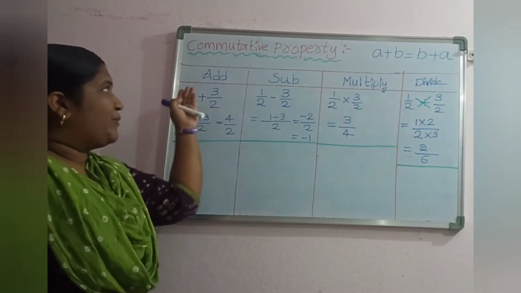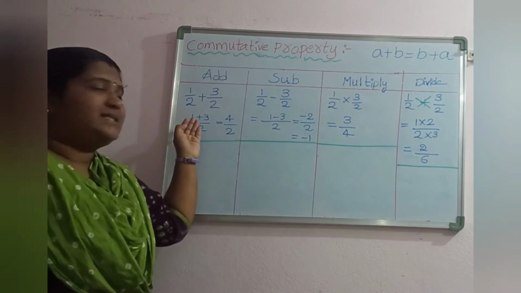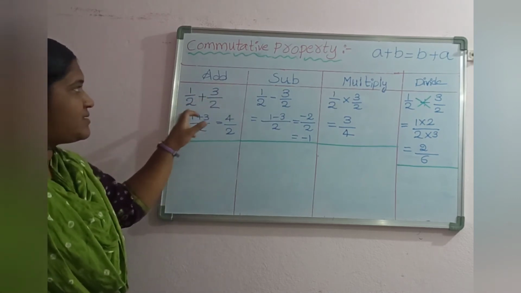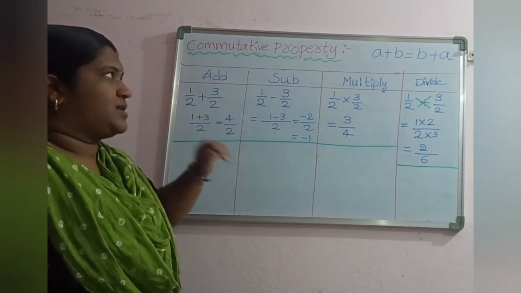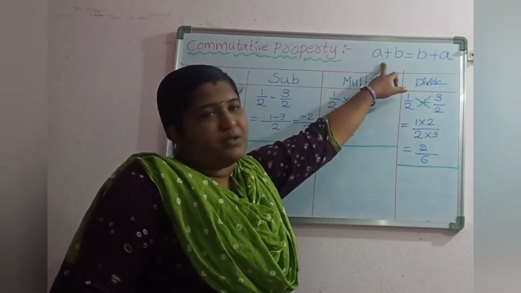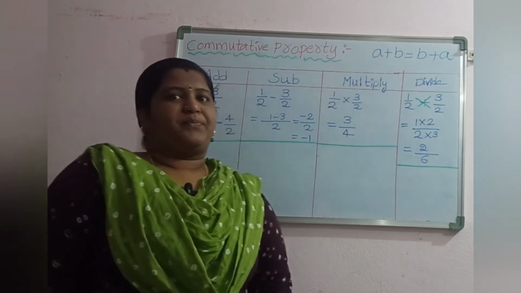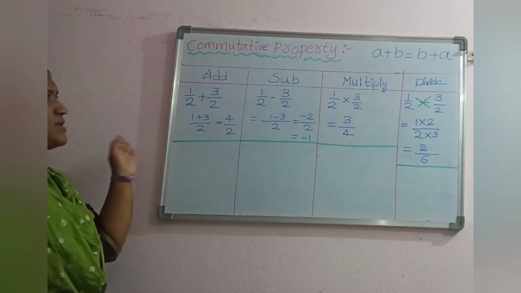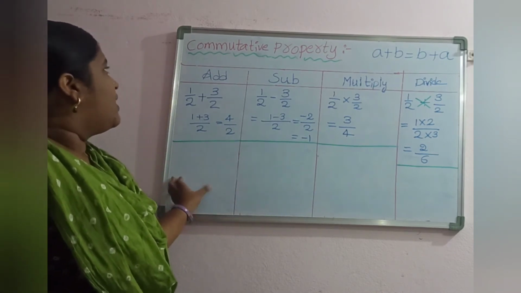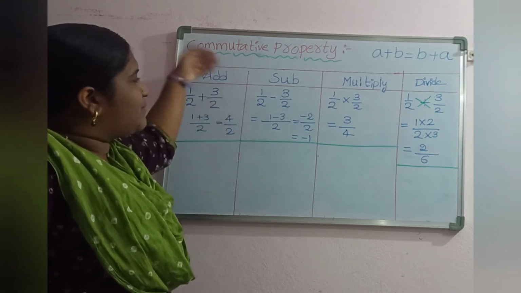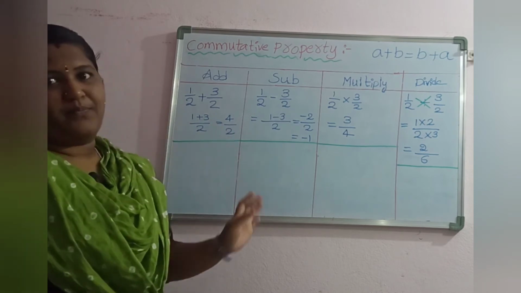Let's test commutative property in rational numbers. Here we have already done addition process, subtraction, multiplication and division up to some extent. Here, what is commutative property means? A plus B is equal to B plus A. Means if you do addition, subtraction, multiplication or division, any process, if order of these numbers is changed, then also answer must be same.